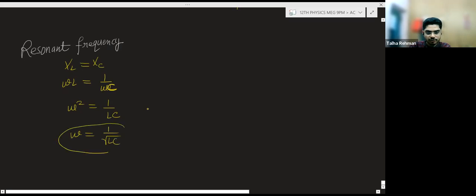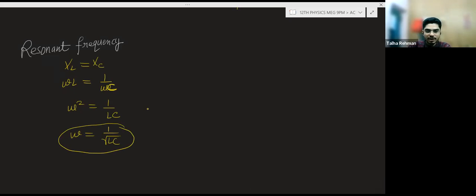And this is your resonant angular frequency. So I will represent it with omega naught or f naught. So suppose this is your omega naught and this is also your omega naught.